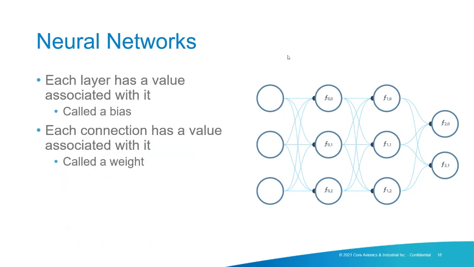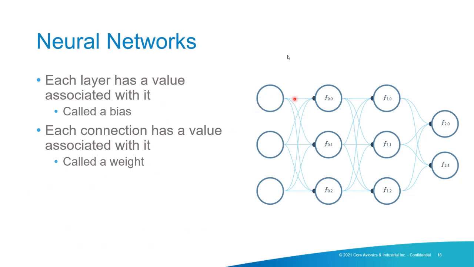The other important properties of a neural network is that each layer has a value associated with it, and this is called the bias of the layer. And then each connection in the neural network has a value associated with it as well. And that value is called the weight.